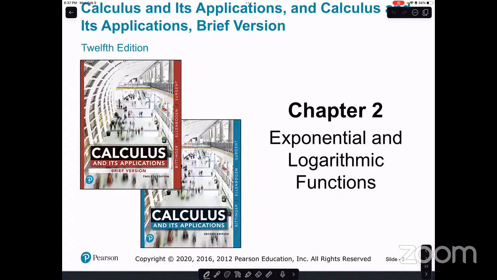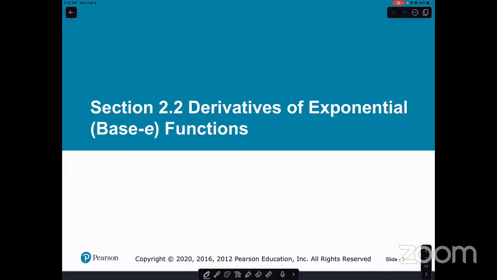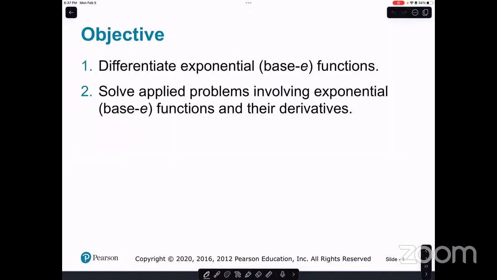Okay. So let's continue with chapter 2, section 2.2, derivatives of exponential base e functions. So 2.1 should have been like a review from college algebra on exponentials. Now we want to start to explore the derivative of the exponential. A few objectives here: 1, differentiate exponential base e functions. And 2, solve applied problems involving exponential base e functions and their derivatives.